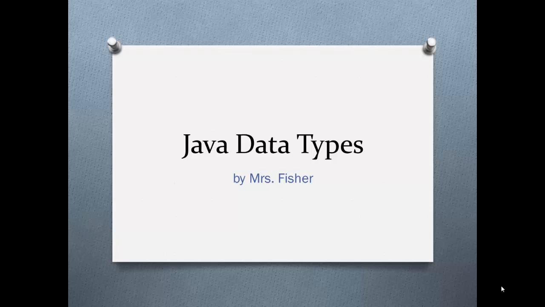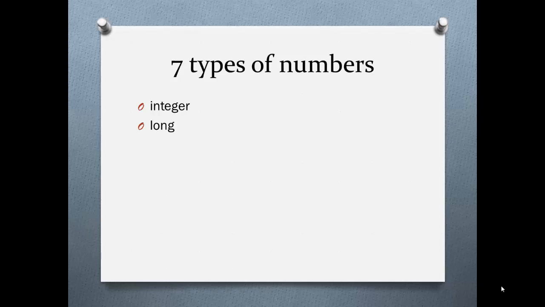Today's lesson is on Java data types. It's important to understand how Java treats numbers. There are 7 different types of numbers in Java: integer, long, short, byte, double, float, and character. Each one operates differently in Java. Today we're just going to concentrate on 2 of these data types, the integer and the double. These are the most common, and these are the 2 that we'll use throughout the semester.